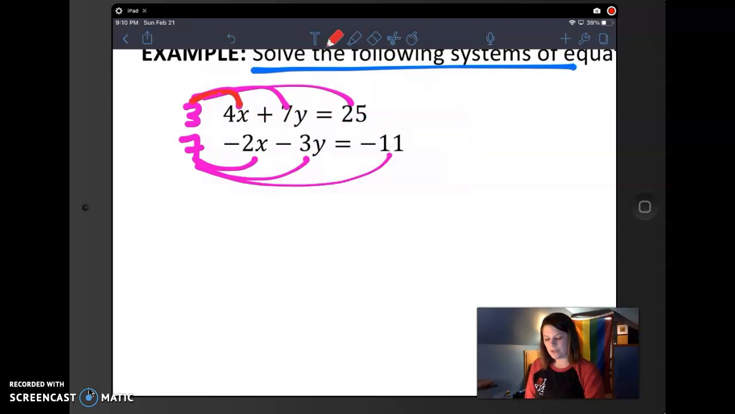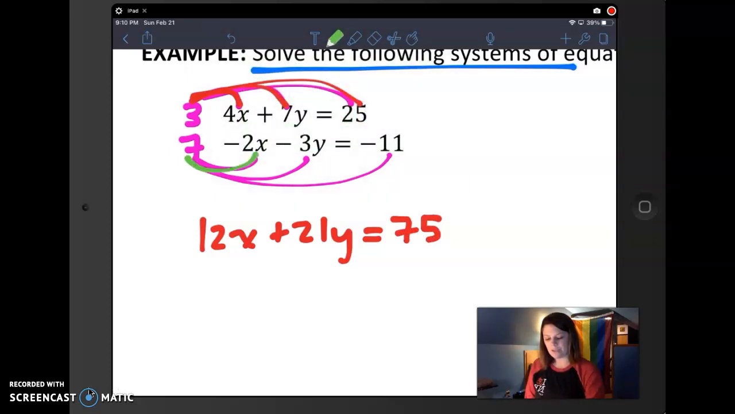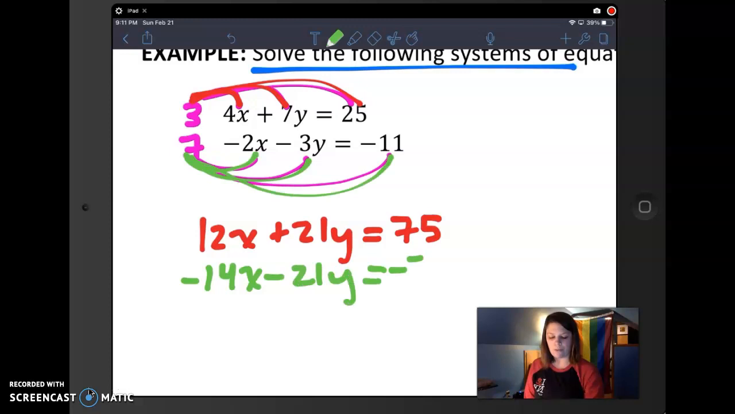3 times 4, that's 12. 3 times 7, that's 21. 3 times 25, that's going to give us 75. All right, 7 times negative 2 is negative 14. 7 times negative 3 is negative 21. Oh, look at that. Isn't it so beautiful?